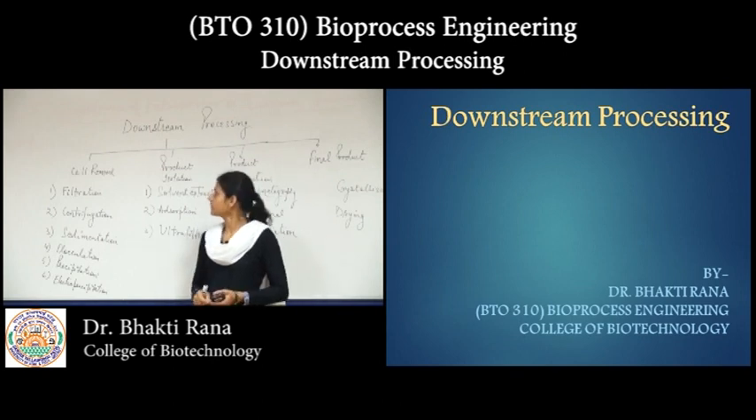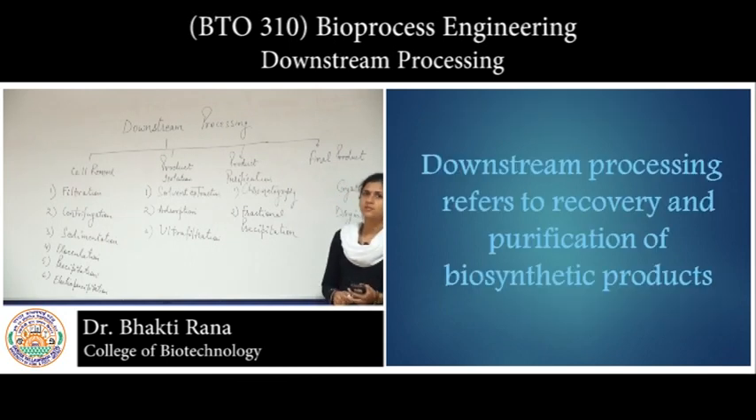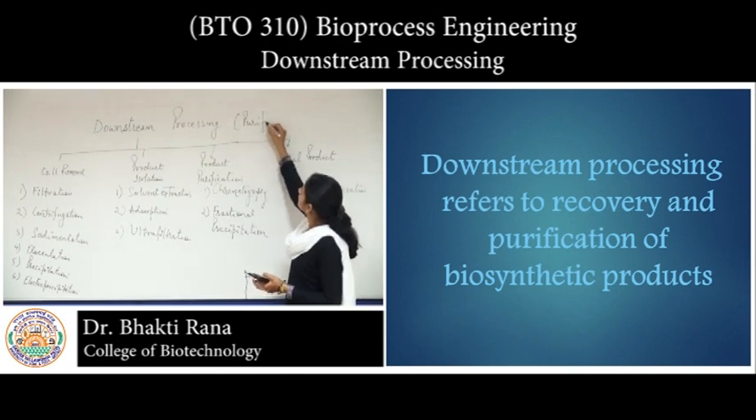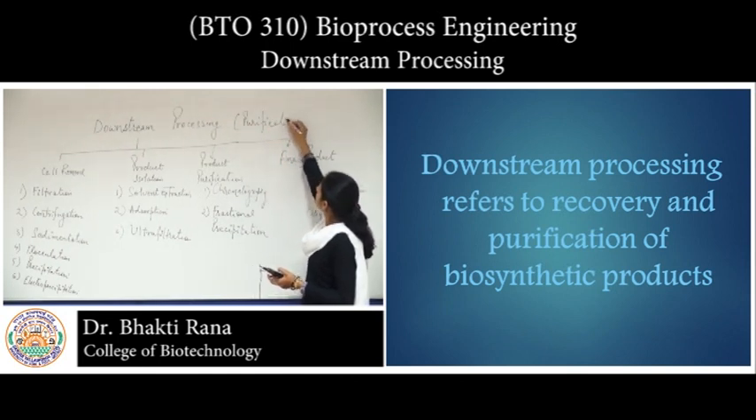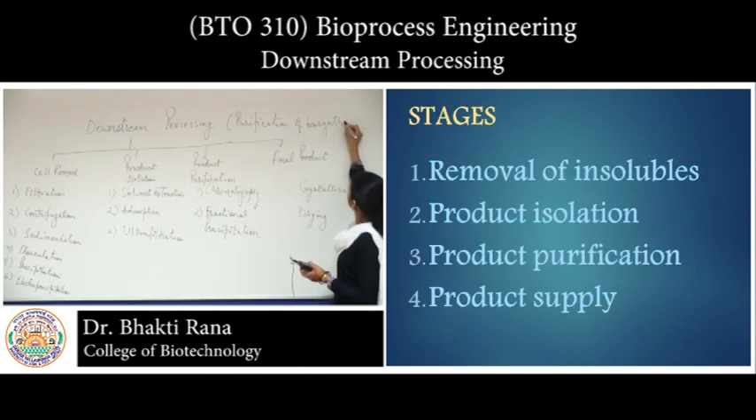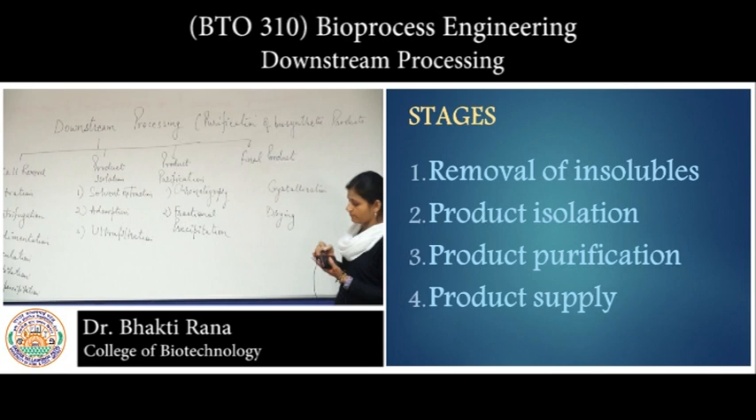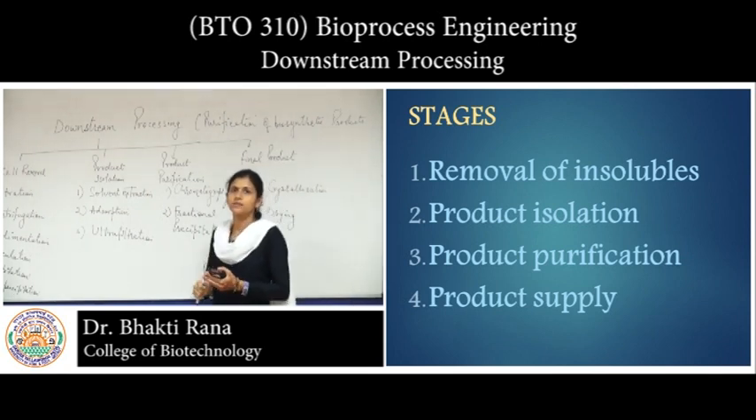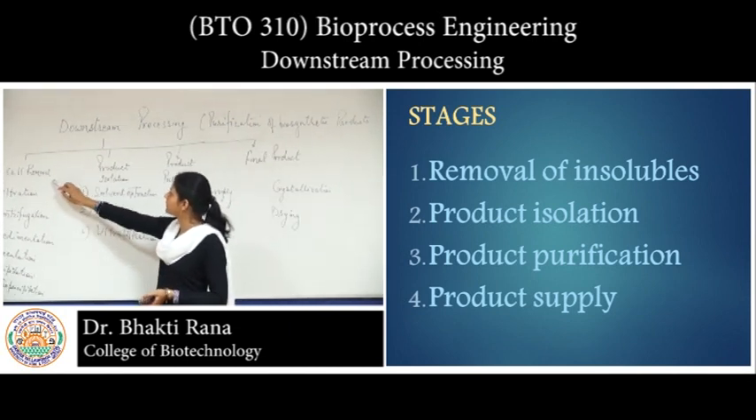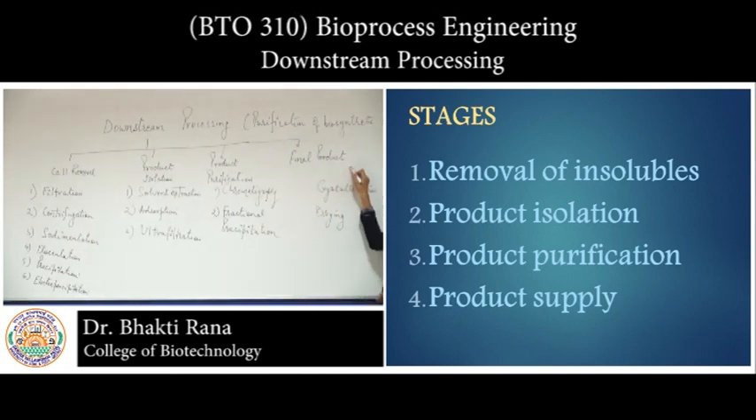Good morning. Today we will discuss downstream processing. First of all, what is downstream processing? It is the purification of biosynthetic products. Biosynthetic products are mostly pharmaceuticals, and under pharmaceuticals mostly antibiotics. We'll start under the following headings: cell removal, product isolation, then product purification, and then final product.